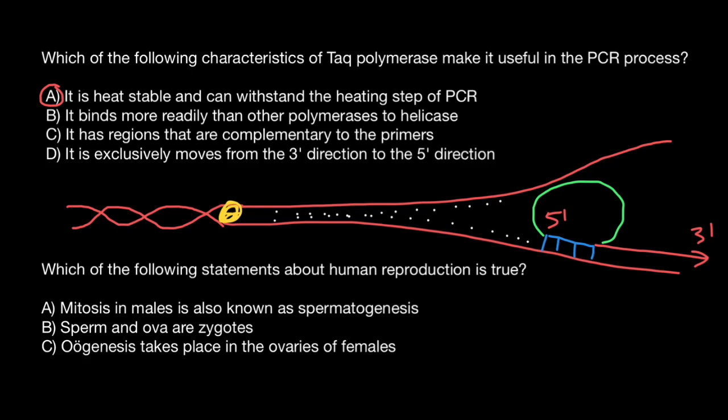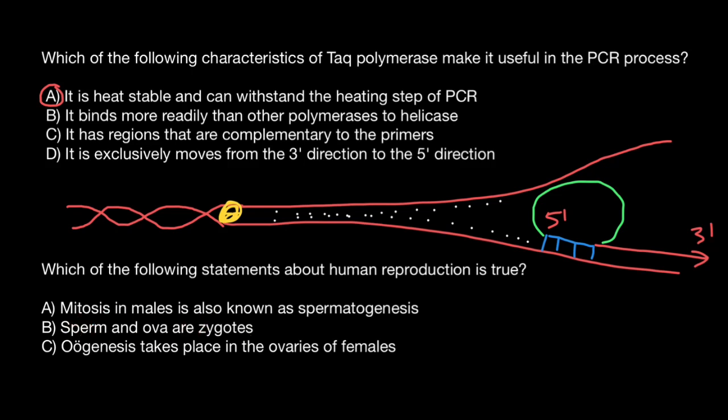And the second question is very easy: which of the following statements about human reproduction is true? Variant A, mitosis in males is also known as spermatogenesis. It is a false statement, because spermatogenesis, or production of male gametes, is a process of meiosis, not mitosis. Variant B, sperm and ova are zygotes. No, a zygote is a fertilized egg cell, and sperm and ova are gametes.